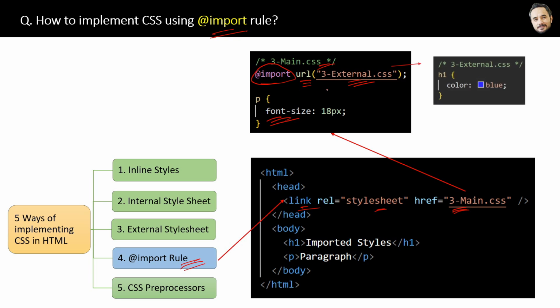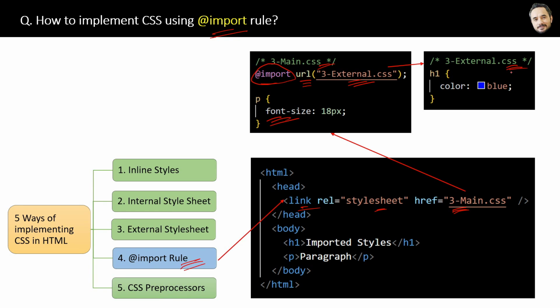And here is the external.css file. Now all the styles of the external.css like h1 will also be available in the main.css. That is the purpose of this import URL, okay? Then the same styles will be applied to the main HTML file also. All the h1 tags here, color will be blue, okay? So this is the import.